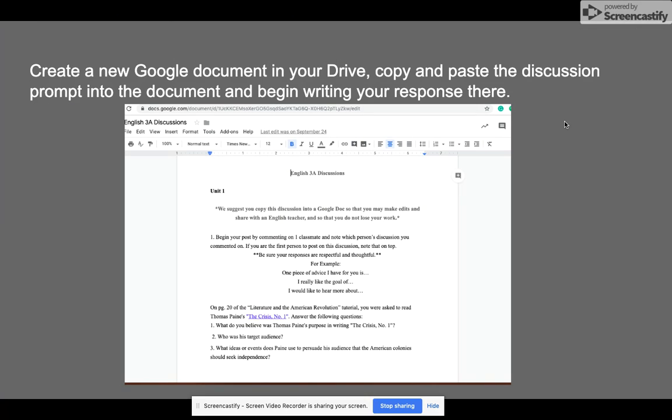The first thing that you're going to do is create a Google document in your Drive. So you want to copy and paste the instructions from Edmentum into your Drive so that you have a backup copy of the discussion. Oftentimes students will lose their discussion in Edmentum, they'll time out. So it's good to have a backup copy.